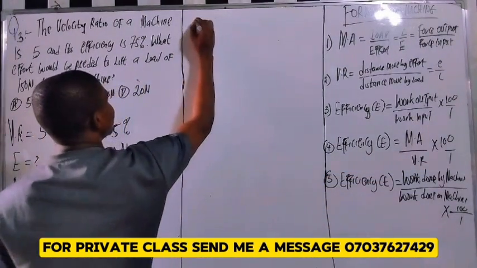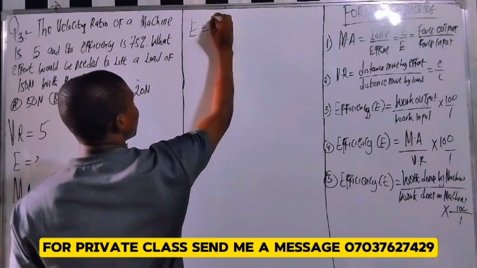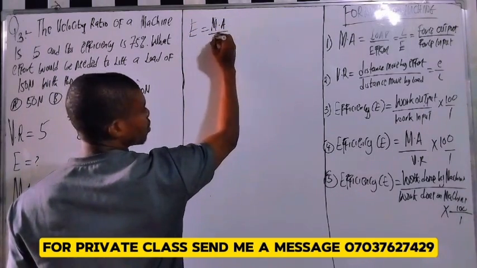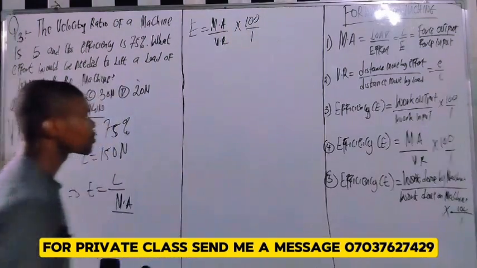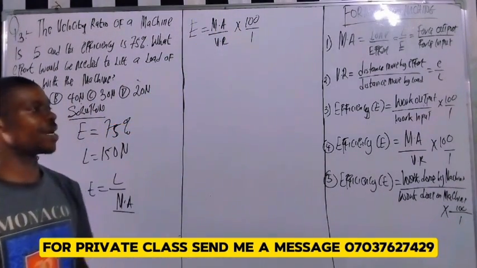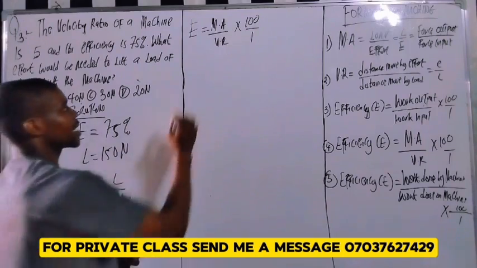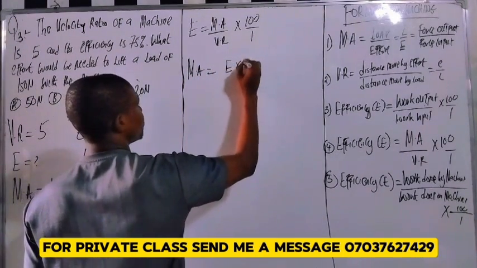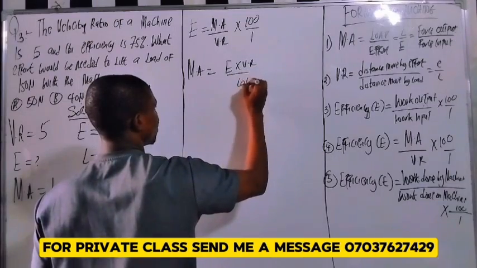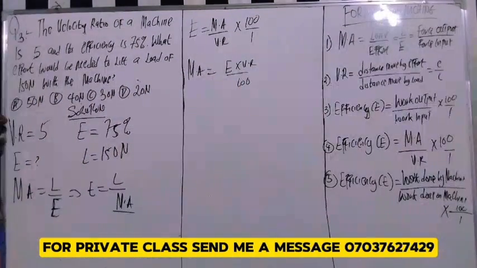Right? So you have E equals mechanical advantage over velocity ratio times 100 over 1, right? So if I make mechanical advantage the subject of the formula, mechanical advantage is equal to efficiency times velocity ratio over 100. Can you see that? So now let's input our values here.